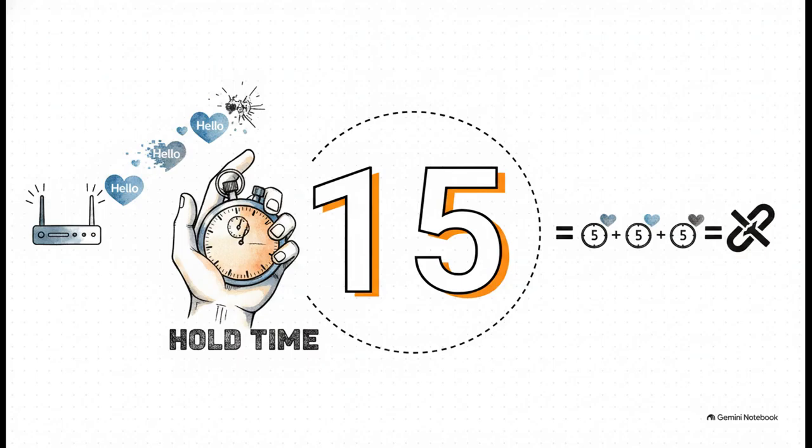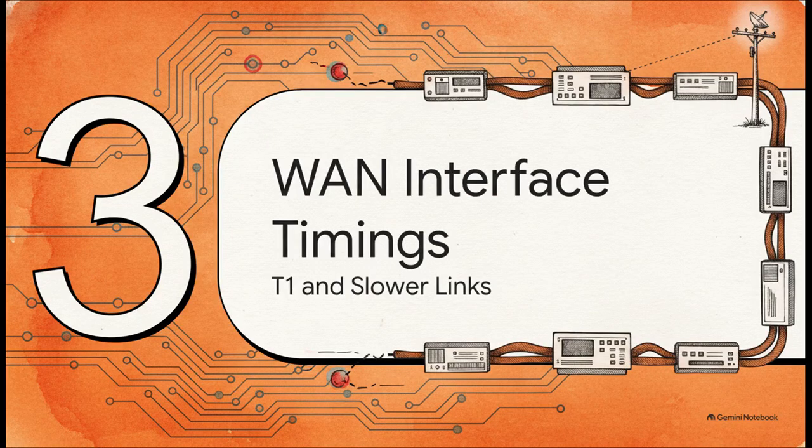It gives the network just a tiny bit of breathing room for maybe a dropped packet or two, but if 15 seconds of dead silence pass on a LAN, EIGRP ruthlessly severs that relationship. Now, let's shift gears and look at Section 3, WAN interface timings.